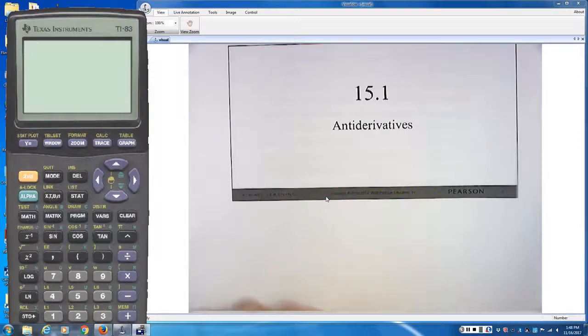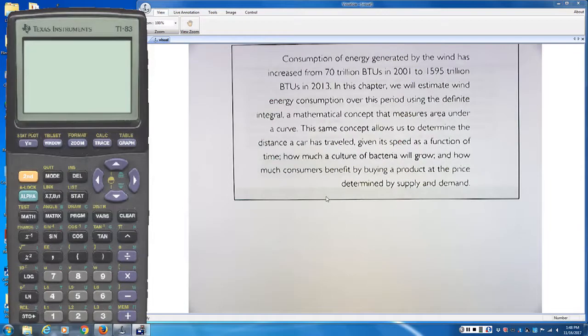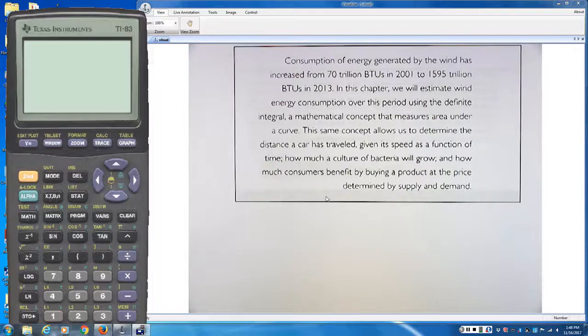Now, before we actually get started seeing how to do that, I'll give you a reason why you need to know how to do that.